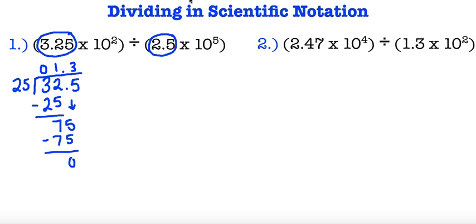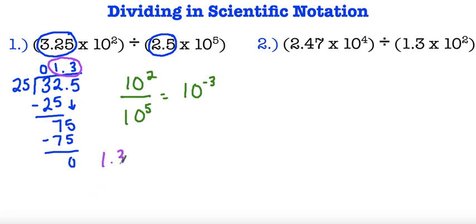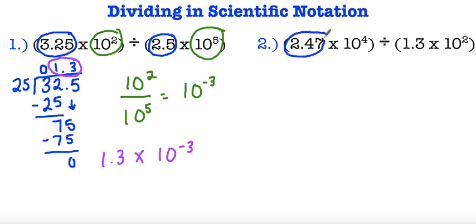And then we're going to divide 10 to the power of 2 divided by 10 to the power of 5. And that's going to equal 10 to the power of -3, because remember, when we divide with the same base, we subtract the exponents. And my final answer here is 1 3/10 times 10 to the power of -3, and that's it. And we're going to do the same thing for the next one. We're going to divide my first value here by 1 3/10.